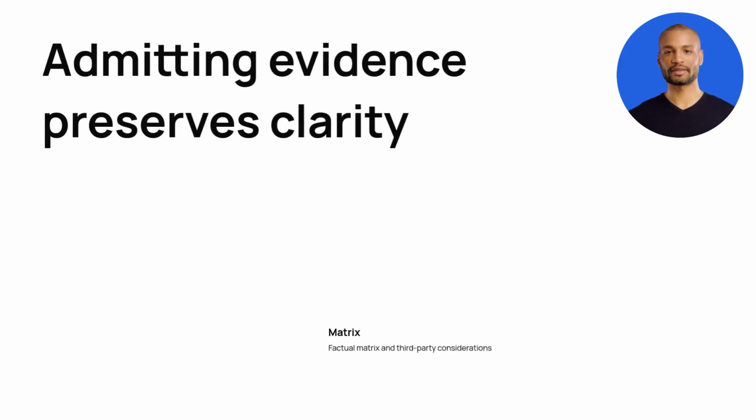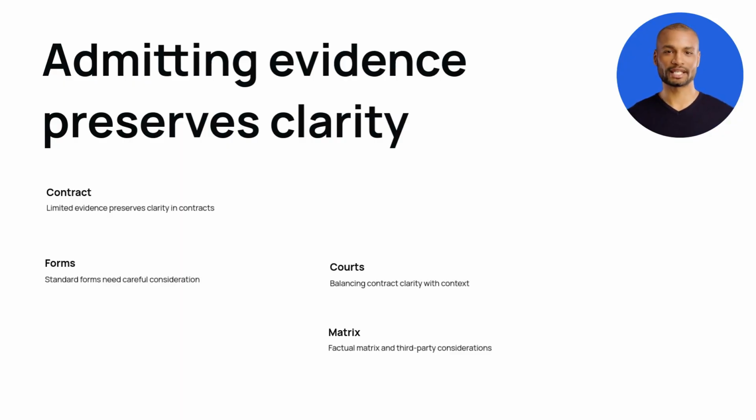Admitting factual matrix evidence is limited to preserve contract clarity. Third parties affected by contracts may impact admissible evidence. Industry standard forms require careful consideration of factual matrix. Courts balance contract clarity with background context. Understanding these limits aids in drafting contracts with third-party considerations.